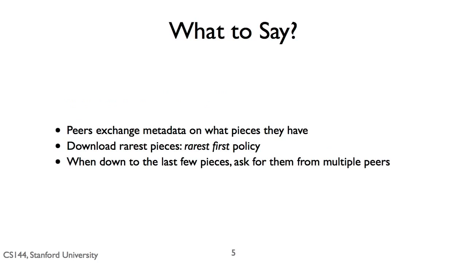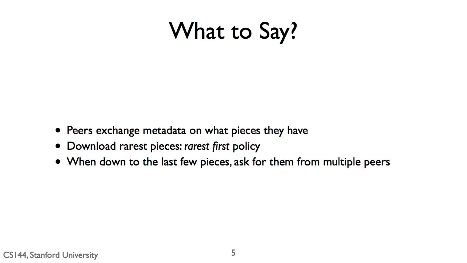BitTorrent clients, when connected, periodically exchange information on what pieces they have. A client tries to download the rarest piece among its peers first. If a single piece becomes unavailable, nobody can download the file. Also, if only a few clients have a piece, they'll become a bottleneck for downloading. This is called the rarest first policy.